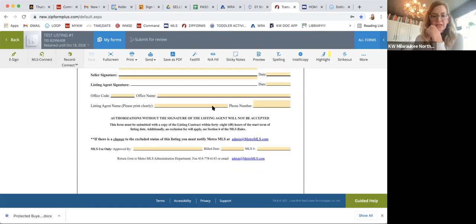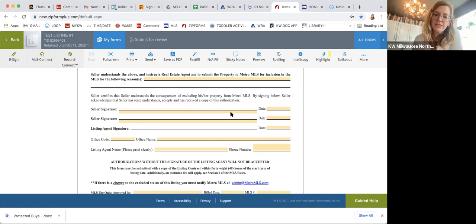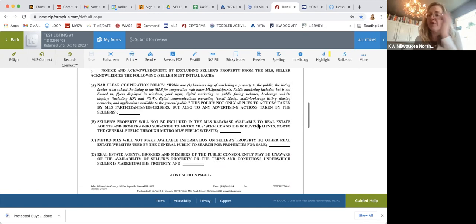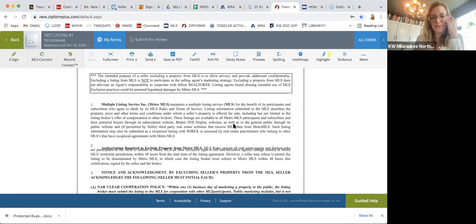So back to notifying MLS. When you have a standard listing contract, full listing, you have to have it in MLS within that 48 hours. With an MLS excluded listing, we need to notify MLS within that 48 hours. So you'll just email all of the executed forms to admin@metromls.com, as noted on the form, just to let them know that it exists. And I think there's a fee associated. I think it's a $50 charge, for having an MLS excluded listing. Right.